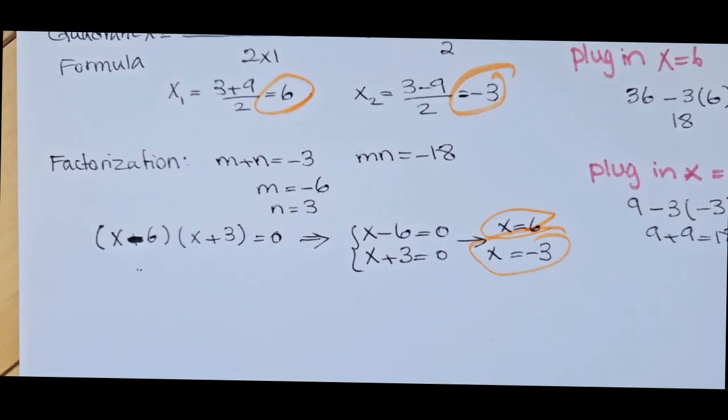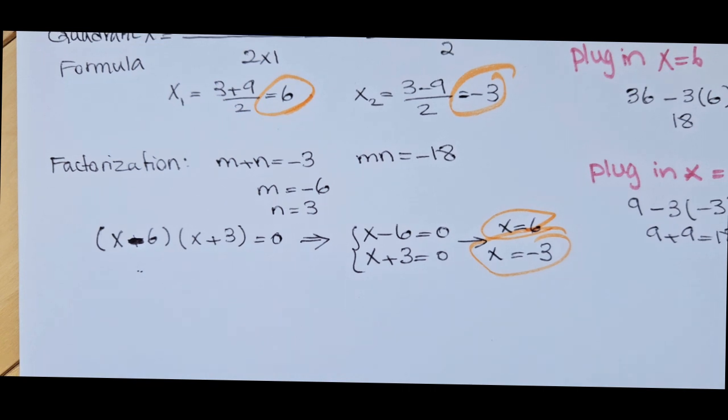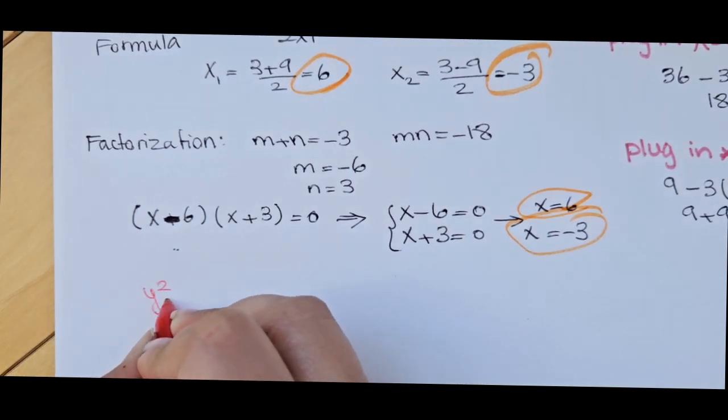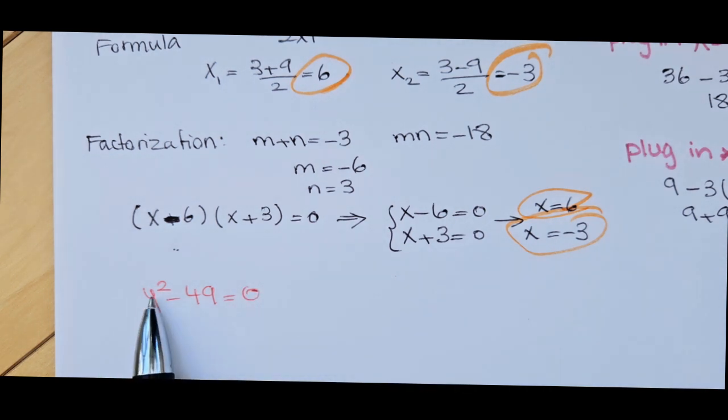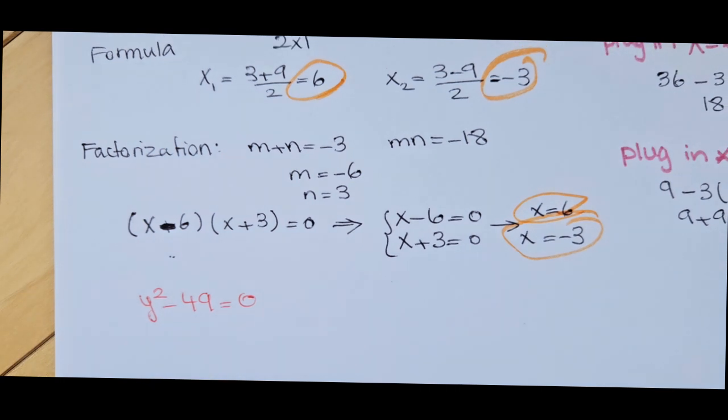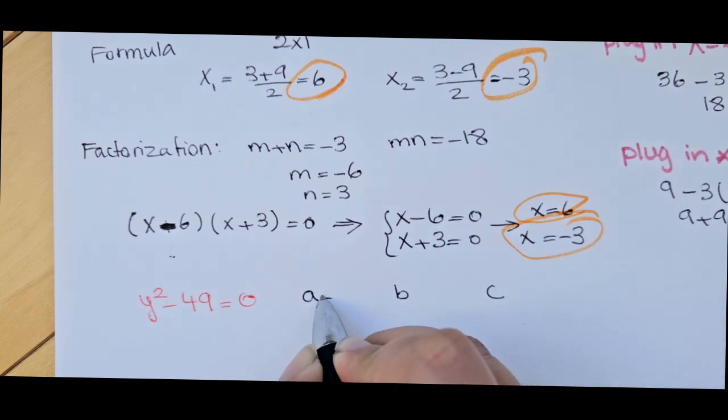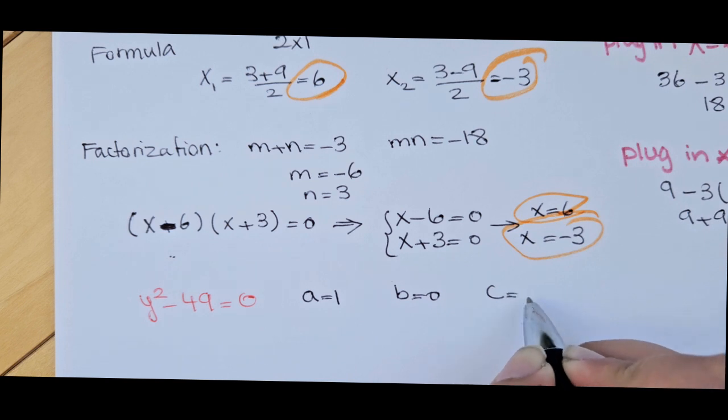Next question here. That's an easy one. That would be y squared minus 49 equal to 0. So here it's quadratic again because the biggest power is 2. But as you can see, the term with power 1, y, is missing. So here if I want to identify a, b, c, a is 1, b is 0, c is negative 49. So you can use any method.